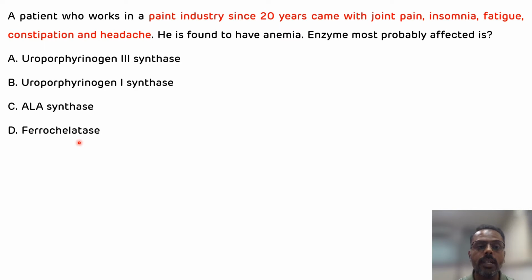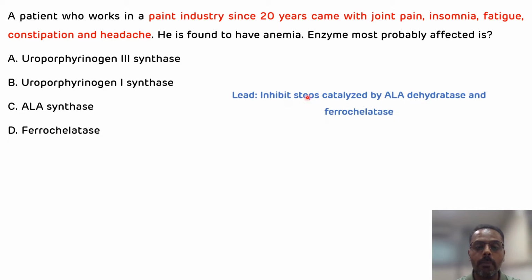In the description, the patient works in a paint industry. So basically, this is a case of lead poisoning. And the enzymes given in the options are related to heme synthesis. Now in heme synthesis, there are two enzymes particularly affected by lead. First is ALA dehydratase, also known as PBG synthase, which is not given in the options. And the second is ferrochelatase, where iron gets incorporated. So the correct answer is D.